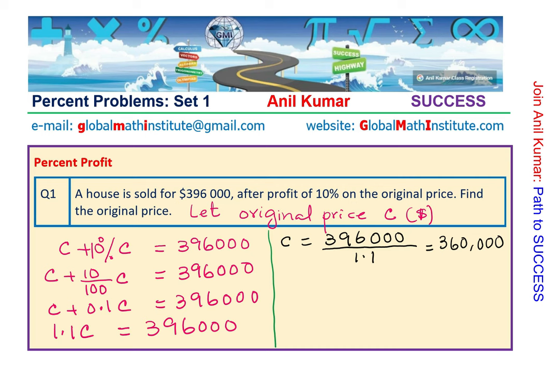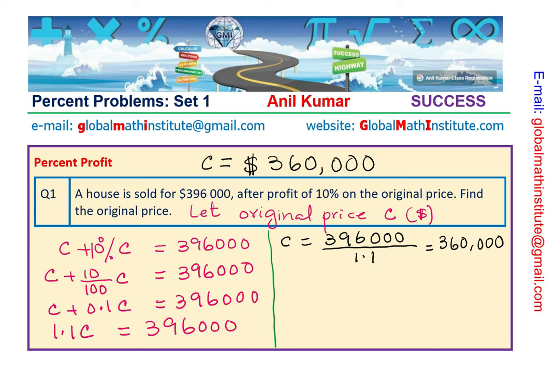So we get that the original cost price is, so you can write down the statement, cost is equal to 360,000. You can check your result, right? 10% of 360,000 is 36,000. So when you add 36,000, you get 396,000, which is your final selling price. Clear?